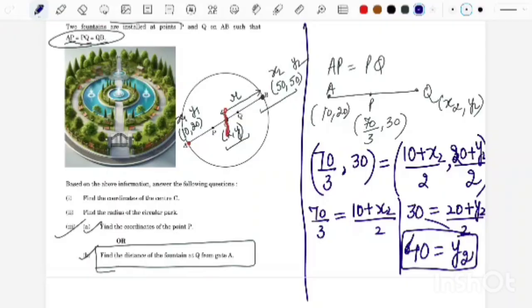For the distance from A to Q, firstly we had to find the coordinates of Q. It's a lengthy part, so it's better to choose option A, so that you can complete your paper. So smartly you have to choose the question which you attempt. If you don't know how to solve the A part, then you go for the B part, but you have to play smart.